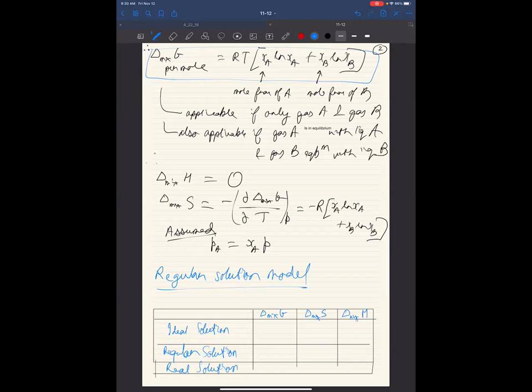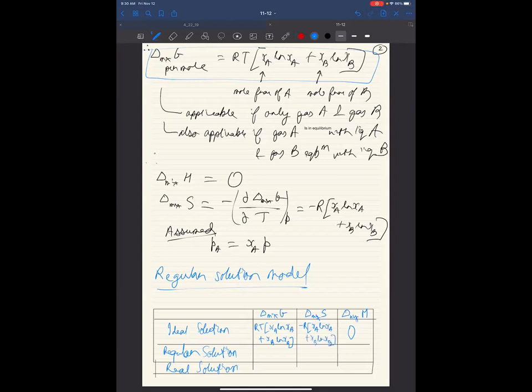So let's start. For an ideal solution, what is the enthalpy of mixing? 0. I would have expected a bit more enthusiastic sounds, but that's okay. What is the delta mixing of G? We just derived it, right? It is RT (XA ln XA plus XB ln XB). And we showed that delta mixing entropy is minus R (XA ln XA plus XB ln XB).